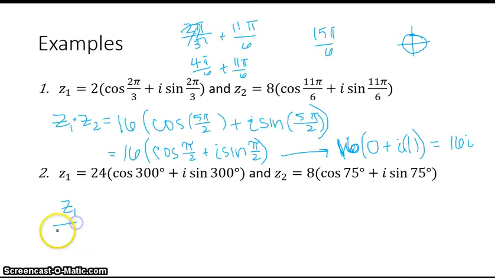On the second one, I'm going to do z1 divided by z2. So to start, I'm going to do my r's divided. So 24 divided by 8 is 3. And then my angle is going to be 300 minus 75. So that's 225 degrees.